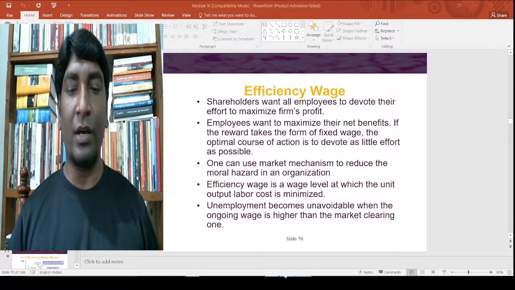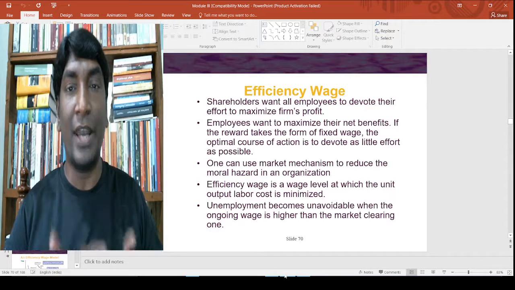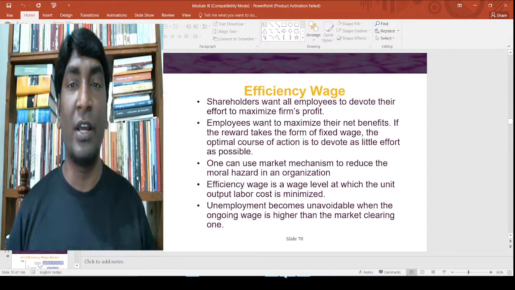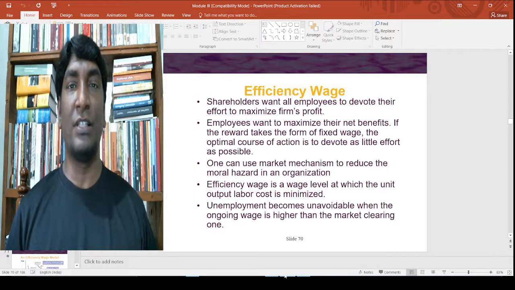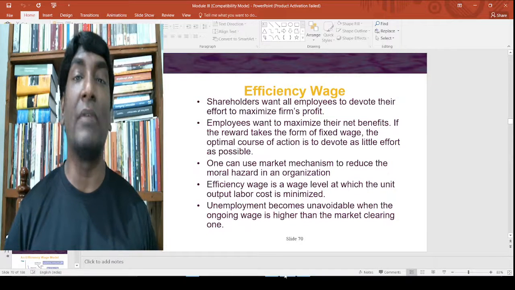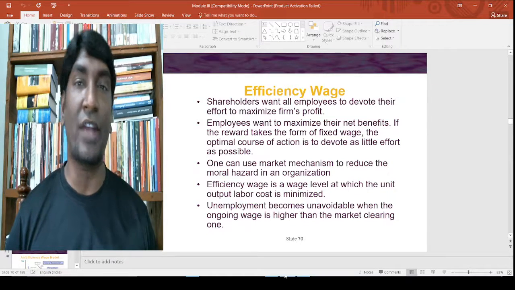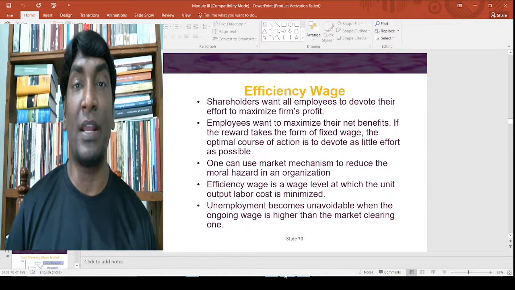Good morning. Today we are going to talk about the hidden action problem and its resolution as part of the principal agent approach. We are going to discuss today efficiency wage as a resolution point to deal with such issues, especially hidden action, and one of the mechanisms to solve the principal agent issue.